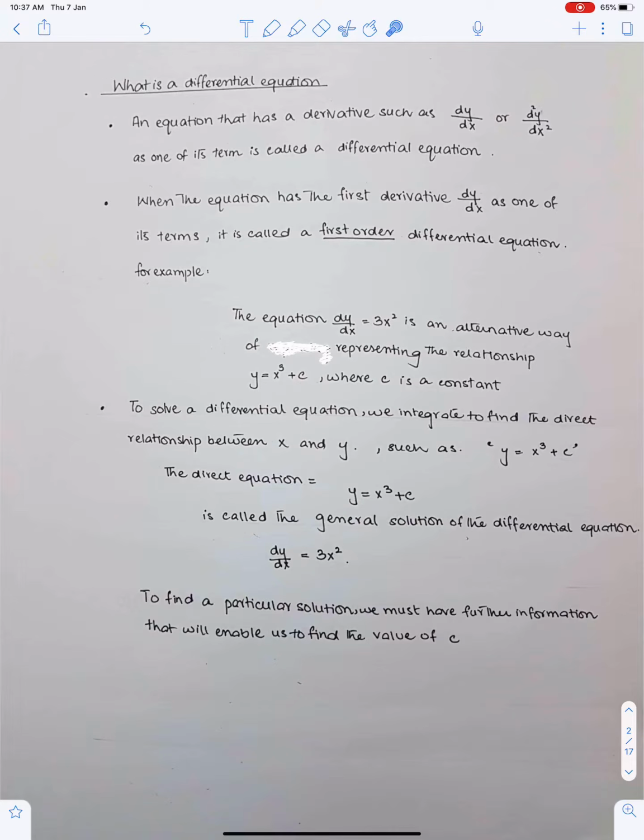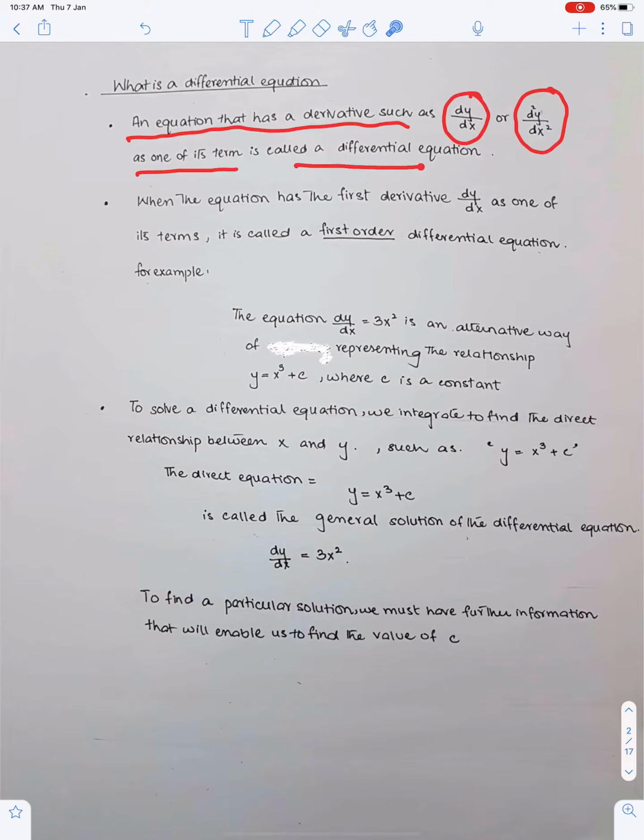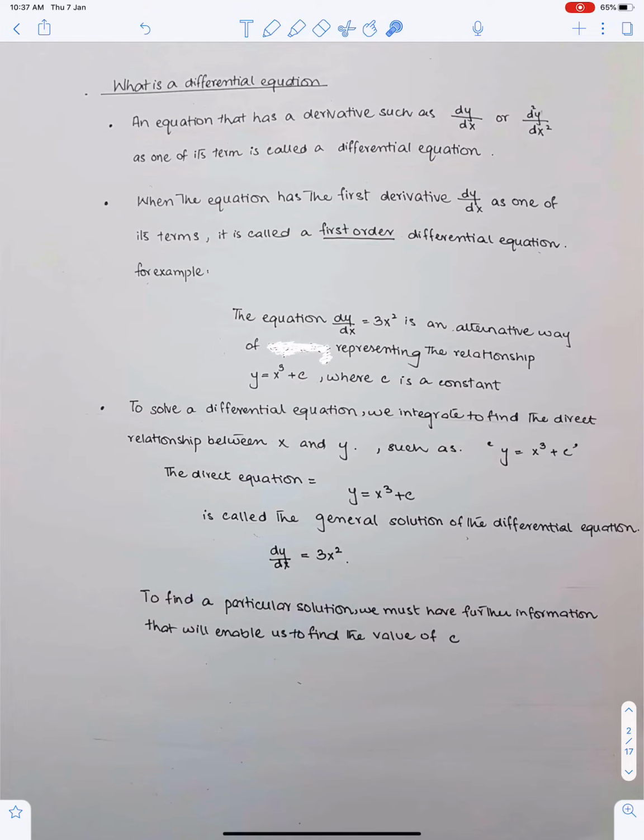What is a differential equation? An equation that has a derivative such as dy upon dx or d2y over dx2 as one of its terms is called a differential equation. When the equation has the first derivative dy upon dx as one of its terms, it is called a first order differential equation. For example, the equation dy upon dx is equal to 3x square is an alternative way of representing the relationship y is equal to x cube plus c, where c is a constant.